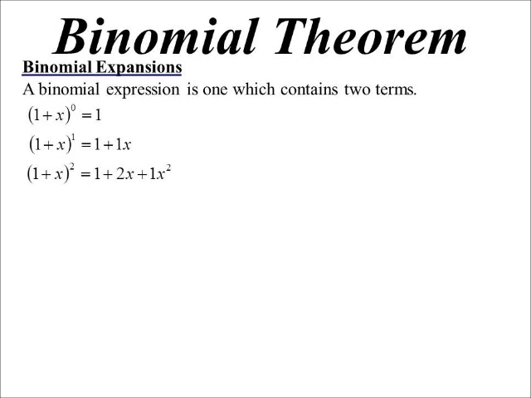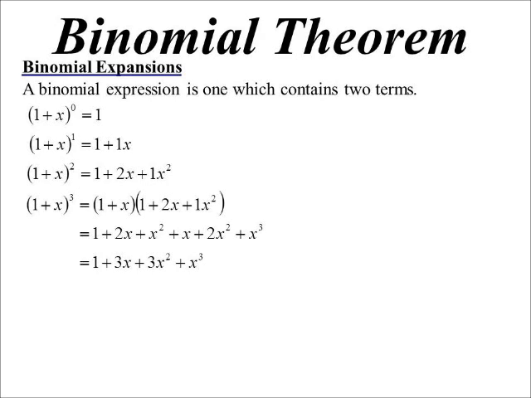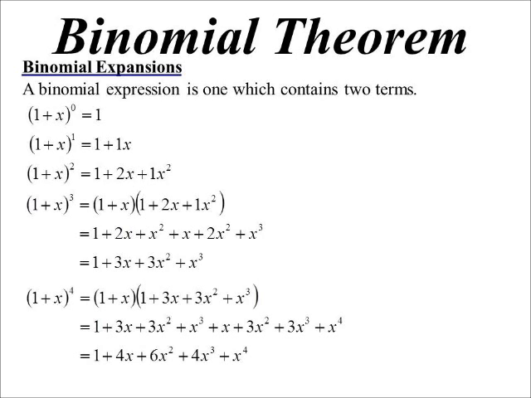(1 + x) squared: 1 + 2x + 1x squared. And we can keep going. So (1 + x) cubed, if we wanted to create that one. There we go: 1 + 3x + 3x squared + x cubed. And then if we want (1 + x) to the power of 4, we can multiply that by (1 + x): 1 + 4x + 6x squared + 4x cubed + x to the power of 4. And we notice a pattern is emerging.